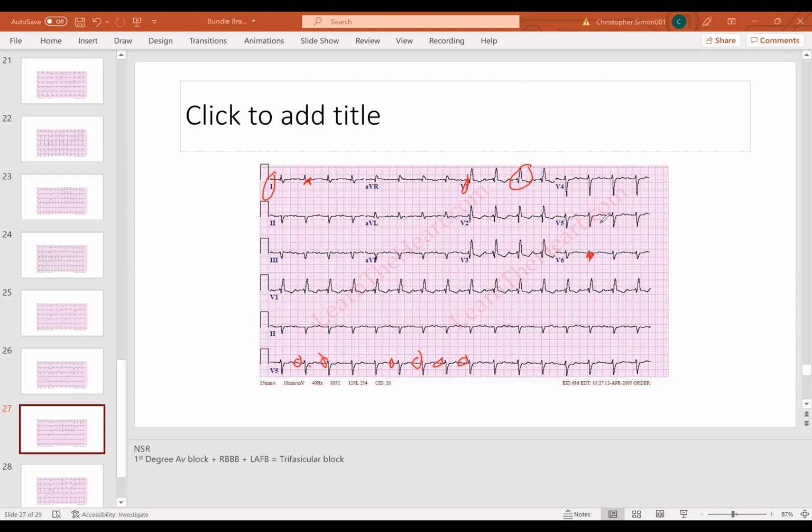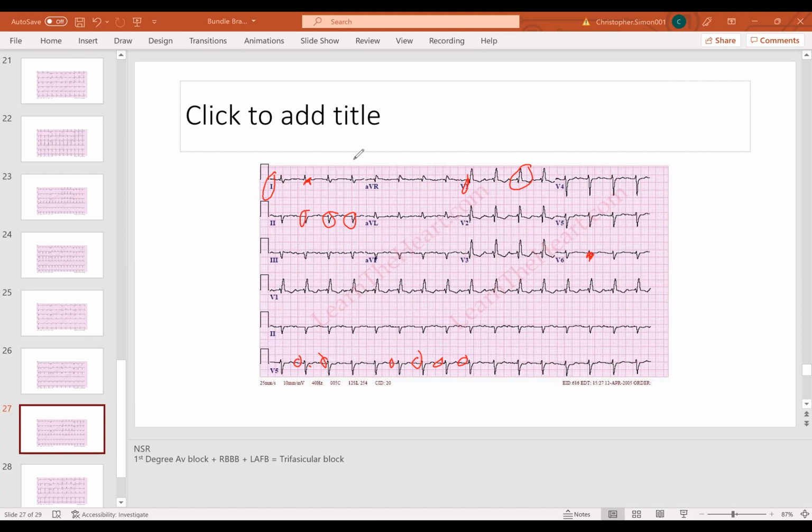Well, what do we have to do when we have a right bundle branch block? Well, we got to go look at lead 2. In lead 2, we've got a negative deflection. So if we have a negative deflection in lead 2 in the presence of a right bundle branch block, then we also got a left anterior fascicular block.